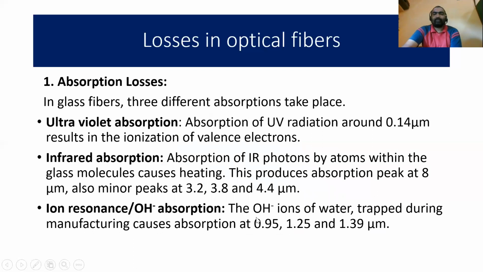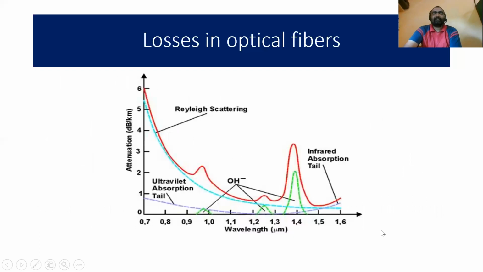Now let us discuss OH minus absorption. This is due to OH minus ions of water, which means during the manufacturing process, if any water molecule resides inside the core medium, it causes the formation of OH minus ions inside the core material. They get trapped inside the core and absorb 0.95, 1.25, and 1.39 micrometer radiation whenever it passes through the optical fiber.